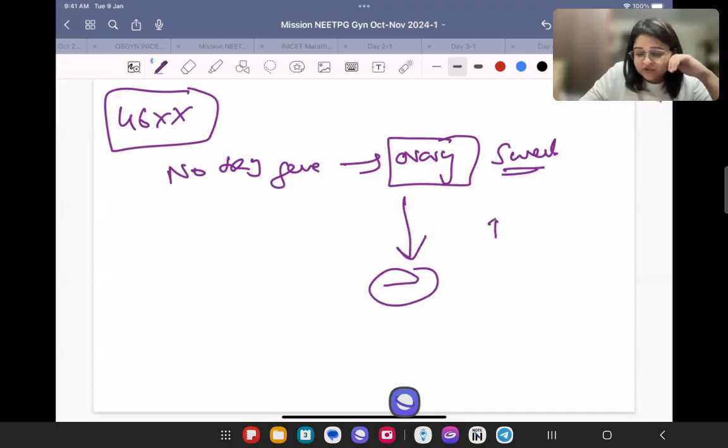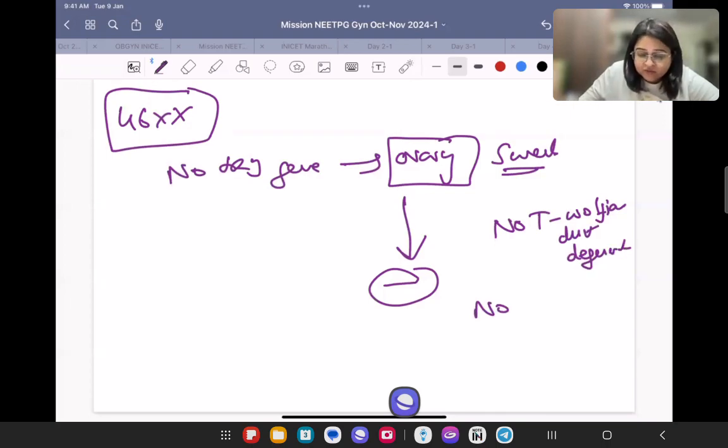ठीक है, अब testosterone नहीं है. There is no testosterone, so the Wolffian duct will degenerate. ठीक है, there is no AMH, so what's going to happen? The Mullerian duct is going to grow.